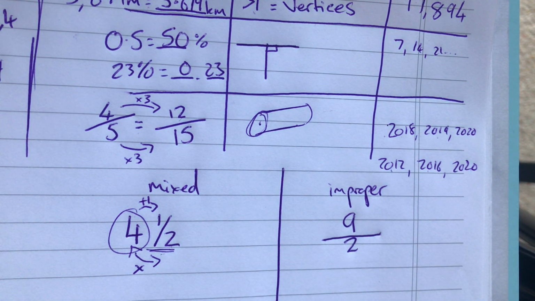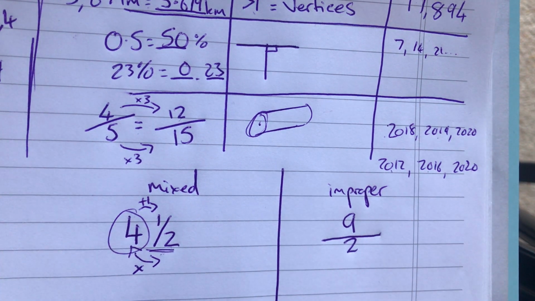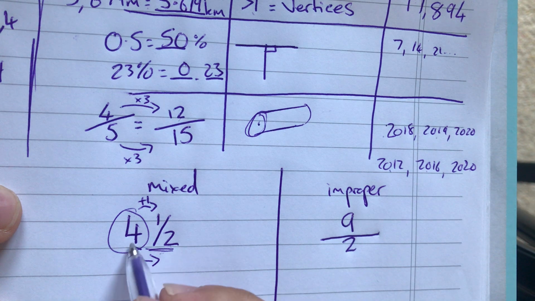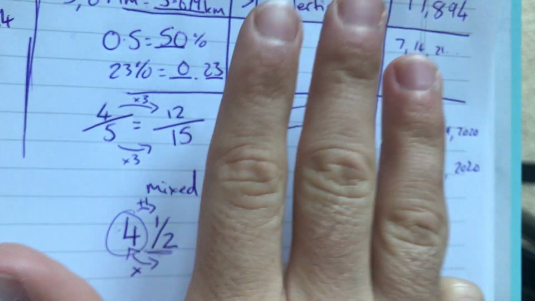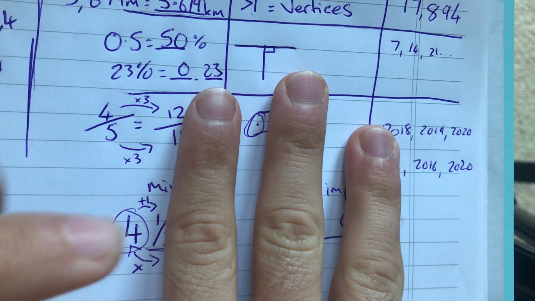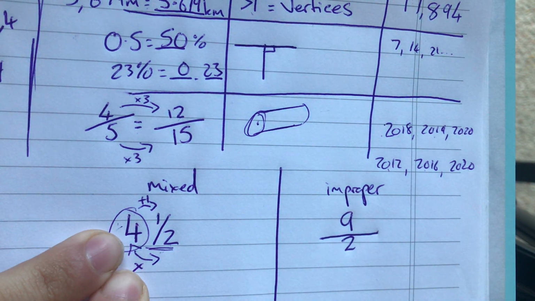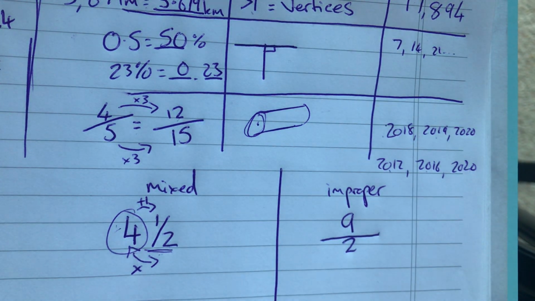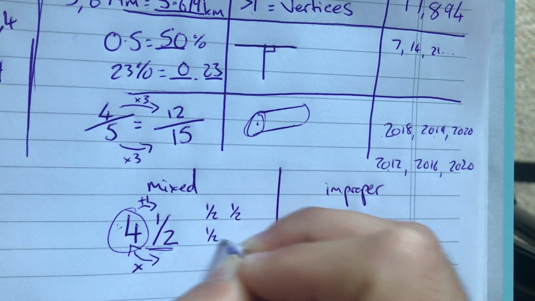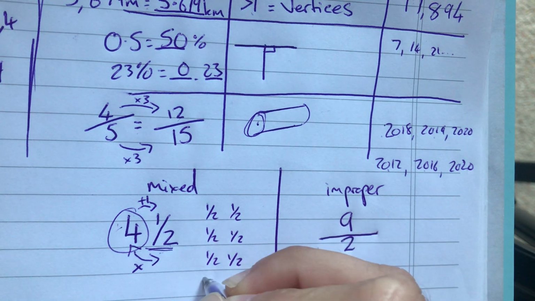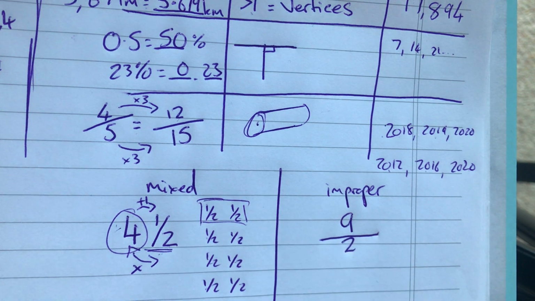Now, the reason you do that is because you're multiplying how many you have. 4 is 2 halves, 2 halves, 2 halves, 2 halves. So 4 whole things is 4 lots of 2 halves. So multiplying that together instantly gets you to 8 halves. Because if you wrote half, half, 1, 2, 3, 4, 5, 6, 7, 8. There you go.